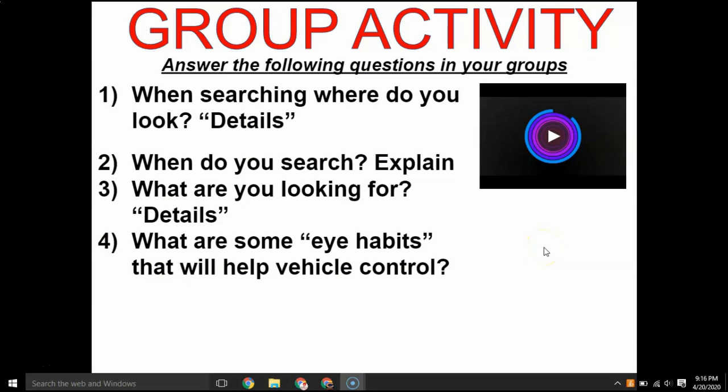Unfortunately, we're not going to do a group activity. We're going to do an online virtual activity, I guess. And the things we're going to talk about are: when searching, where do you look? When do you search? What are you looking for? And what are some eye habits that will help you with vehicle control?